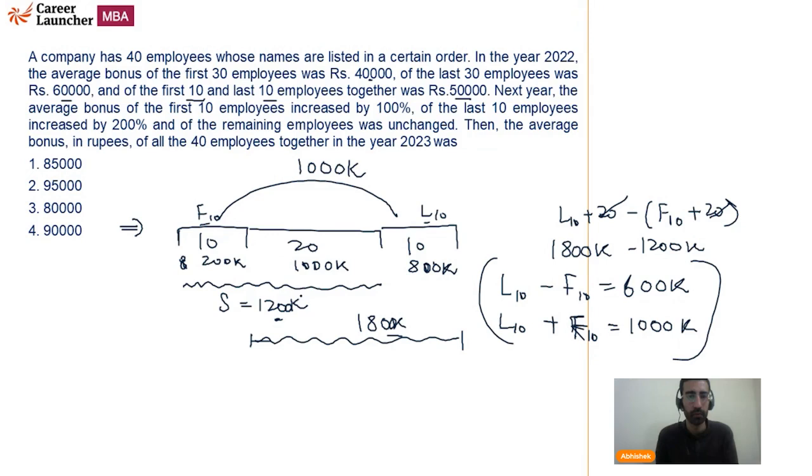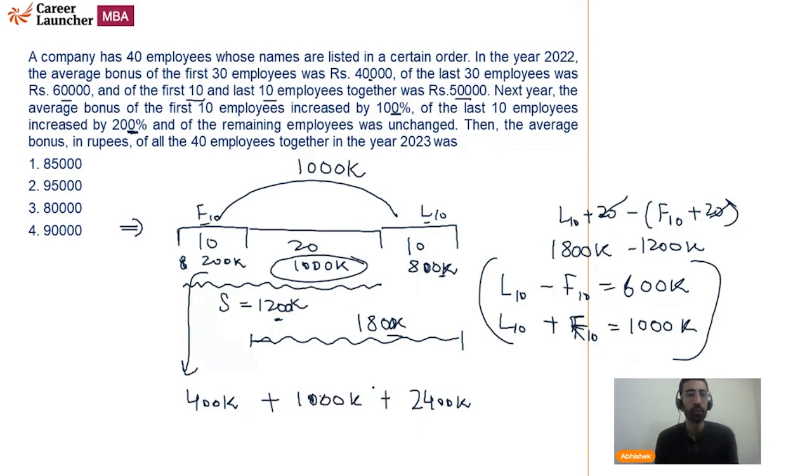The question goes on to say that next year, the average bonus of the first 10 employees increases by 100%. 100% means doubles. So if this doubles, the first 10 becomes 400,000. The average bonus of the last 10 employees increases by 200%. That's thrice, so 800,000 becomes thrice, 2,400,000. The total average also means total because we're talking about the same number of employees. And the remaining employees in the middle remain at 1,000,000 total sum.